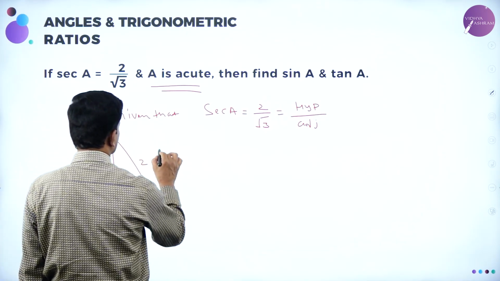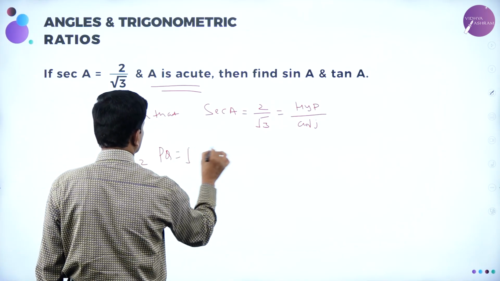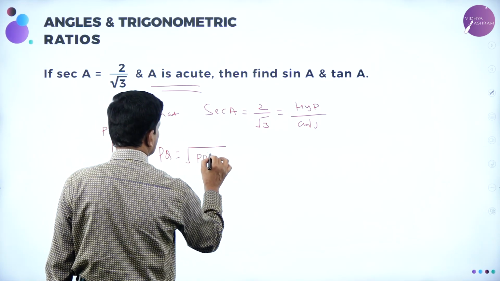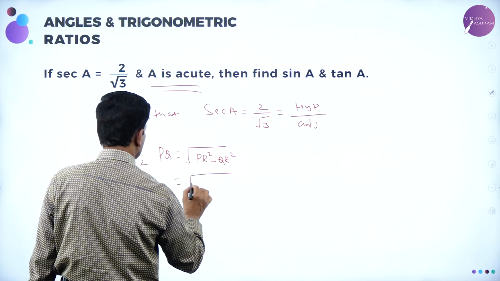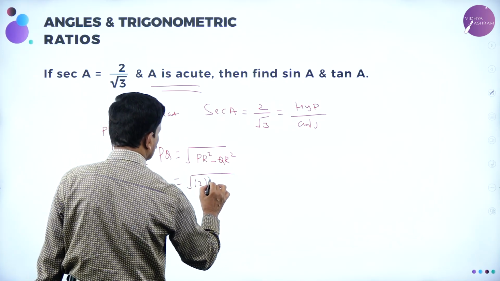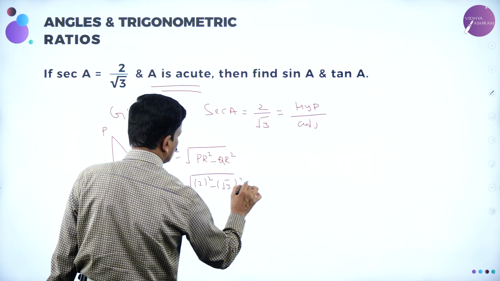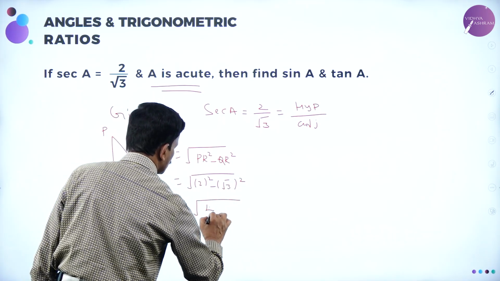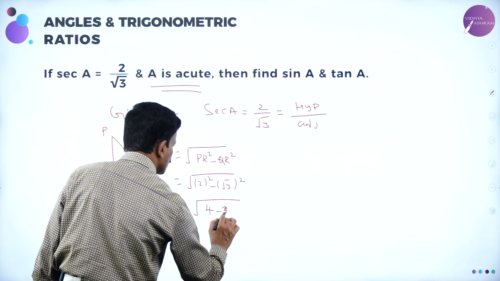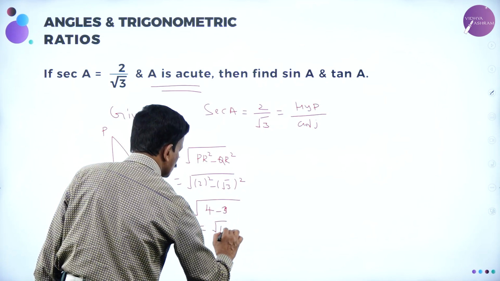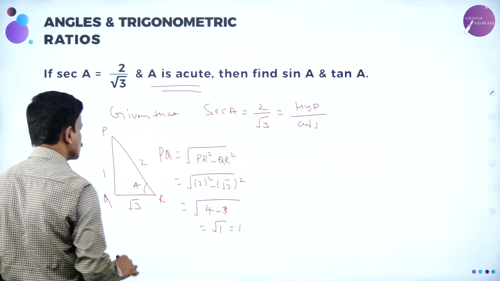If you apply Pythagoras theorem, PQ is equal to root of PR square minus QR square. So that is nothing but root of 2 square minus root 3 whole square. So 2 square is 4, the square root gets cancelled, that's equal to 3, 4 minus 3 is equal to 1, square root of 1 is 1. So this is equal to 1.